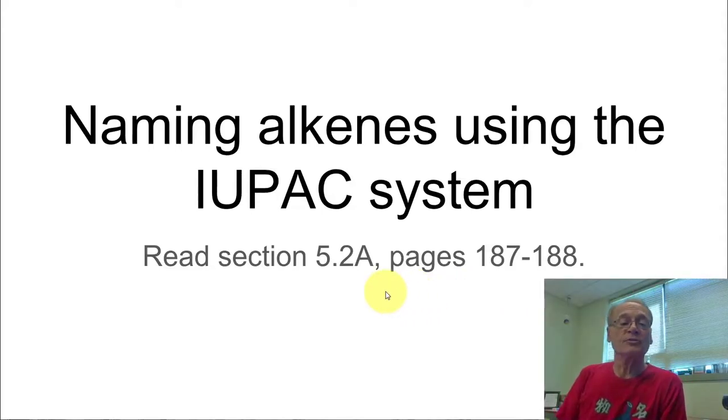This video is the second one on naming of alkenes. In any case, I would suggest you stop at this point, read section 5.2a, a short section on pages 187 to 188. As you read that, and then come back and watch the video, hopefully one will reinforce the other. Naming of alkenes in the IUPAC system is not terribly difficult in any case.